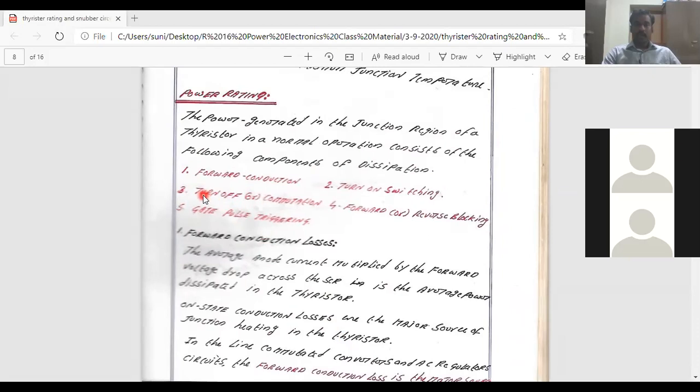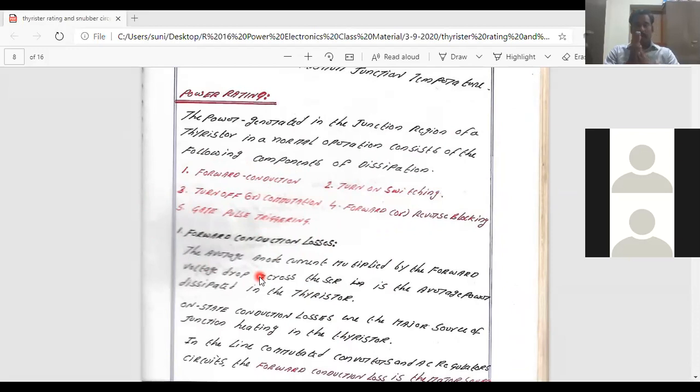So one is going to be the forward conduction power loss, turn-on switching loss, turn-off switching loss, forward or reverse blocking power loss, and gate pulse triggering losses. The sum of all these components gives the power which is going to be wasted in the SCR.